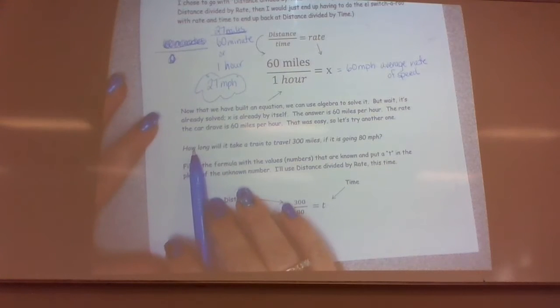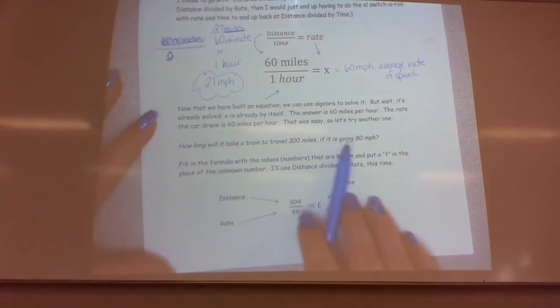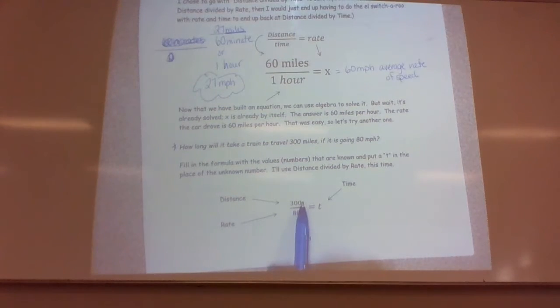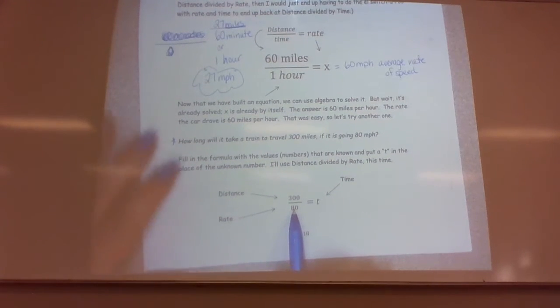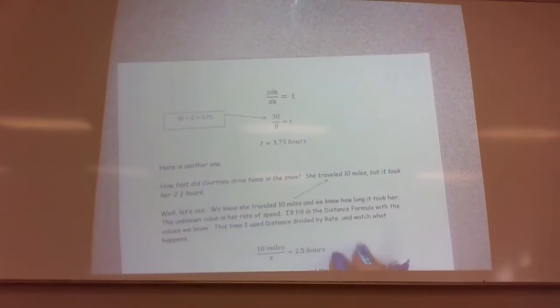Now, we've got another question here. How long will it take a train to travel 300 miles if it is going 80 miles per hour? So again, we have the distance, which is 300 miles, divided by the rate, which is 80 miles per hour. And if we do this, we find our answer to time. I'm going to move to the next page because they've done this for us.